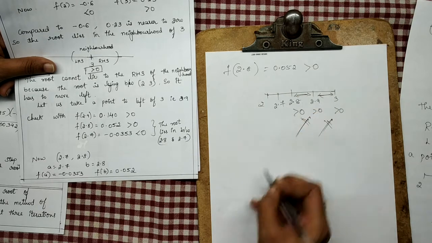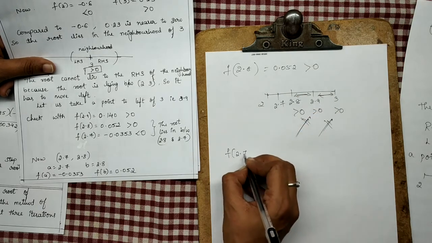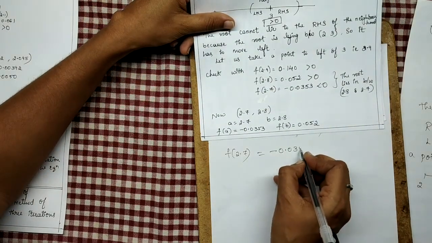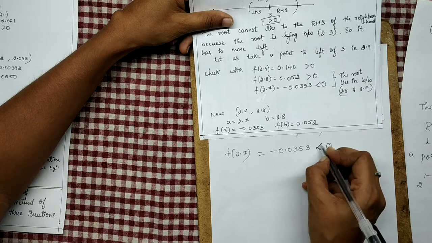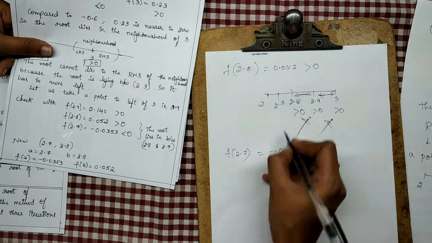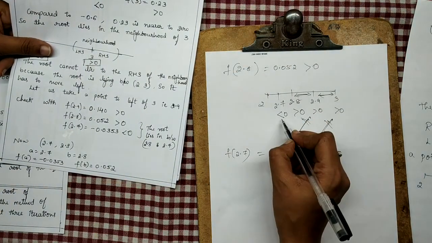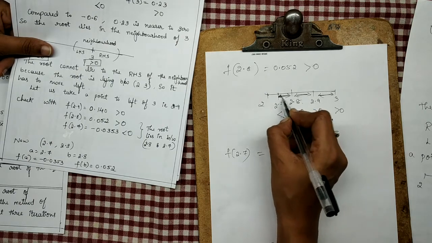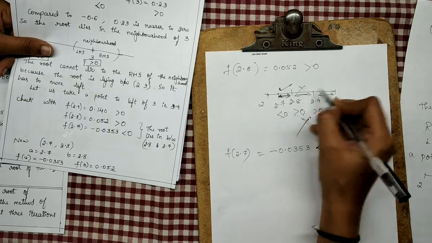Now go for the next previous value, that is 2.7. What is f of 2.7? That is minus 0.0353, which is negative and less than 0. Since it is less than 0 and f of 2.8 is greater than 0, you can expect a real root in this interval, but here and here you cannot.